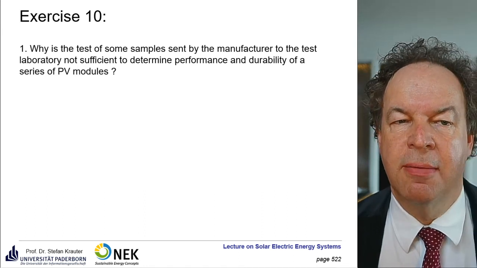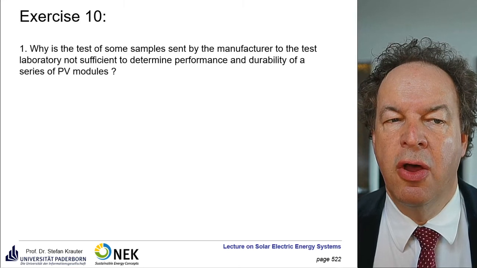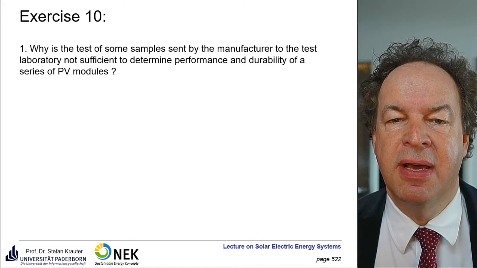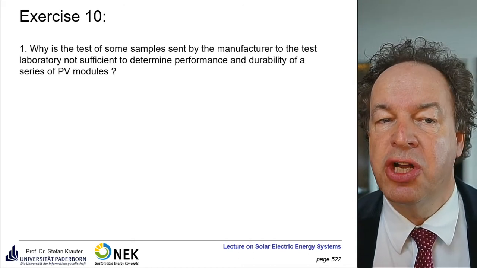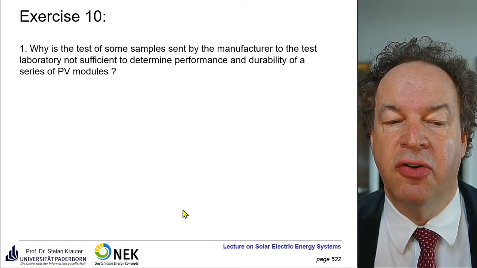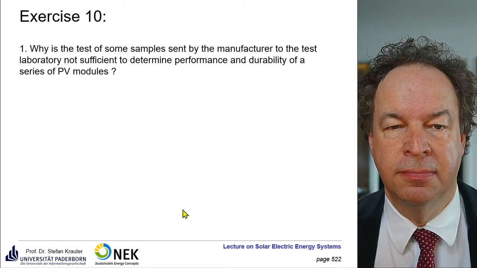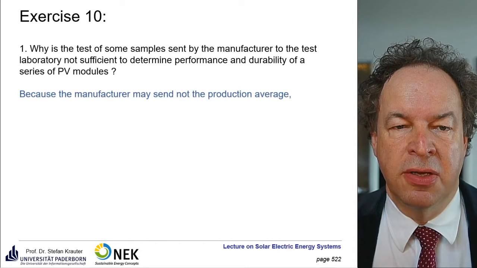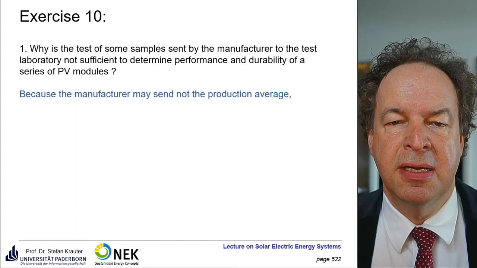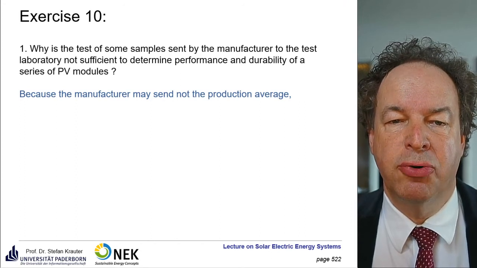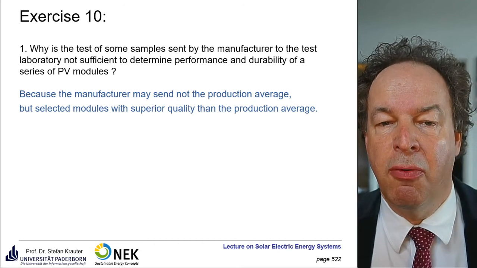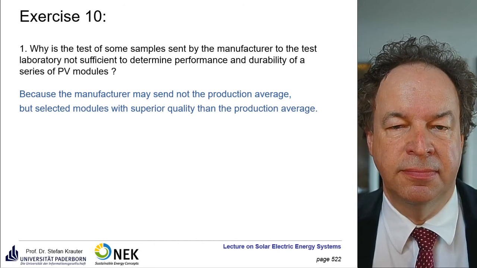Welcome to exercise number 10 about quality control. First question is, why is the test of some samples sent by the manufacturer to the test laboratory not sufficient to determine the performance and durability of a series of PV modules? So the manufacturer wants a good result, and he does not want to send the production average, but selected modules with a superior quality than the production average.